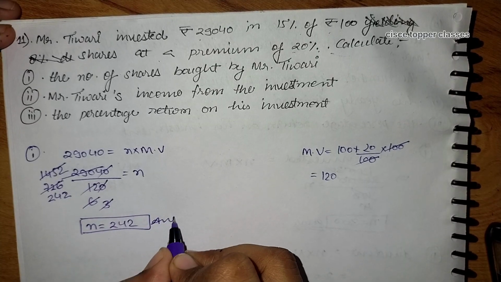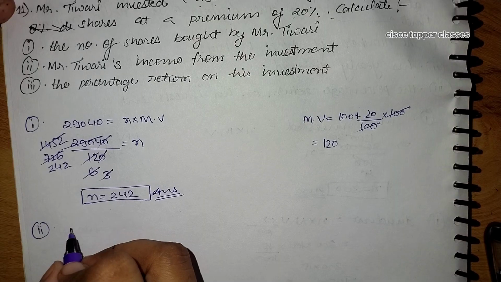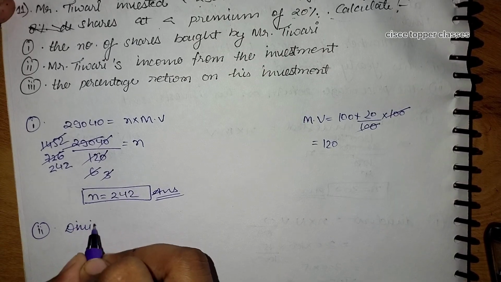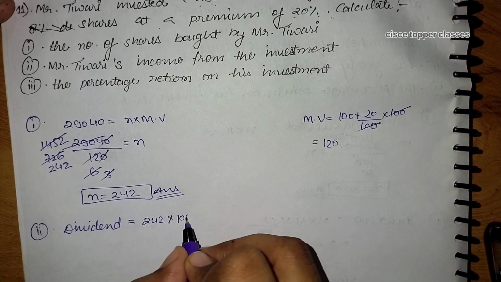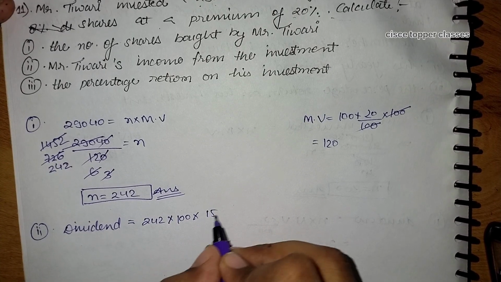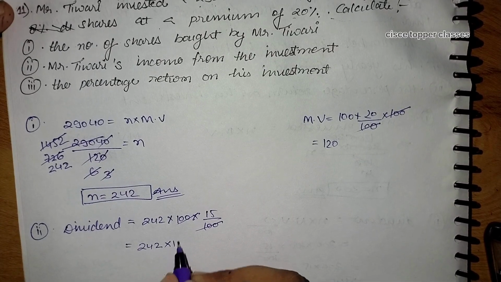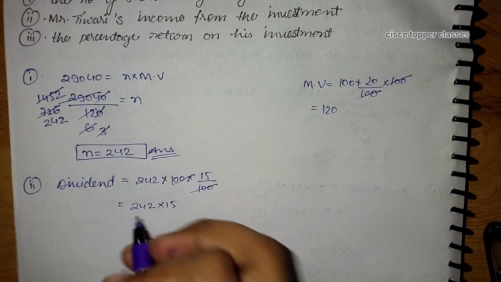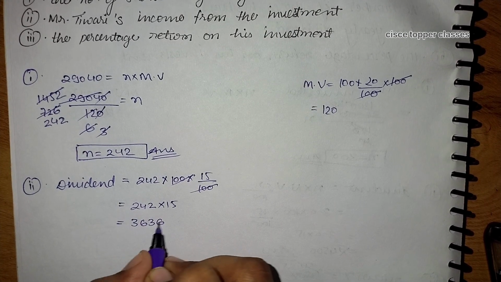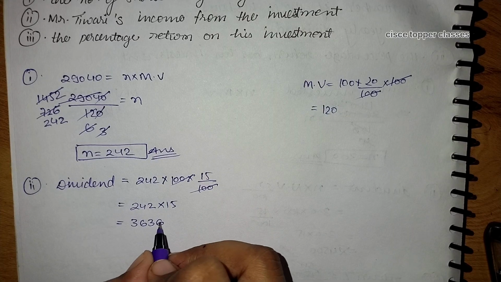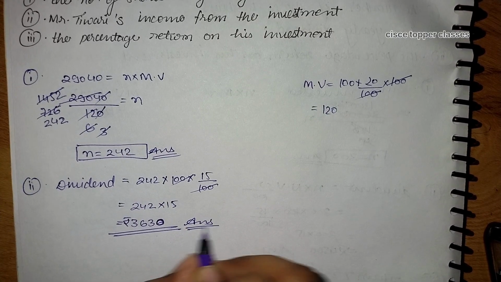So this is the answer of the first part which we have to find. The second part is asking Mr. Tiwari's income from the investment. So dividend we have to find. So this will be number of shares, that is 242 into nominal value 100 into rate. Rate is 15 by 100. So this will be cancelled out here, and we will get 242 into 15 as the income here. And on calculating this will be 3630 rupees as the annual income in this question. So this is the answer of the second part.